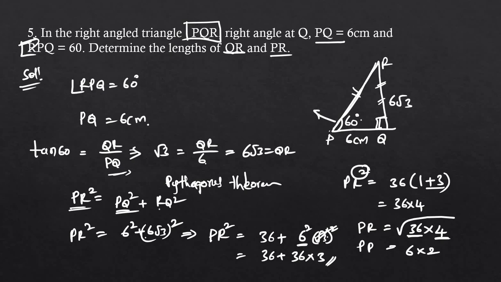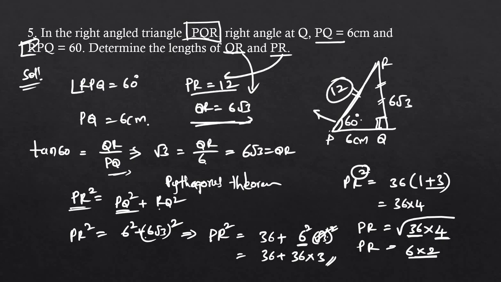So PR is equal to 6 into 2, which is 12. So hypotenuse value is how much? 12. Means PR is equal to 12. And QR is equal to how much we got? 6 root 3 here. So these are the two values, the answers here. Okay, now next one is the sixth one.